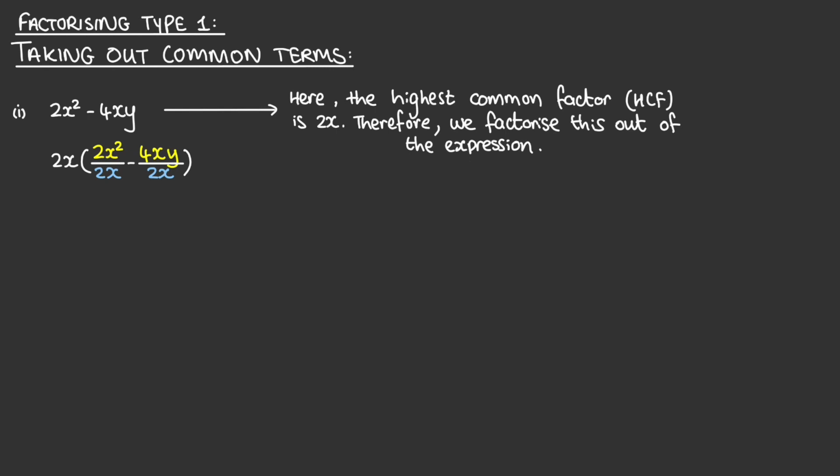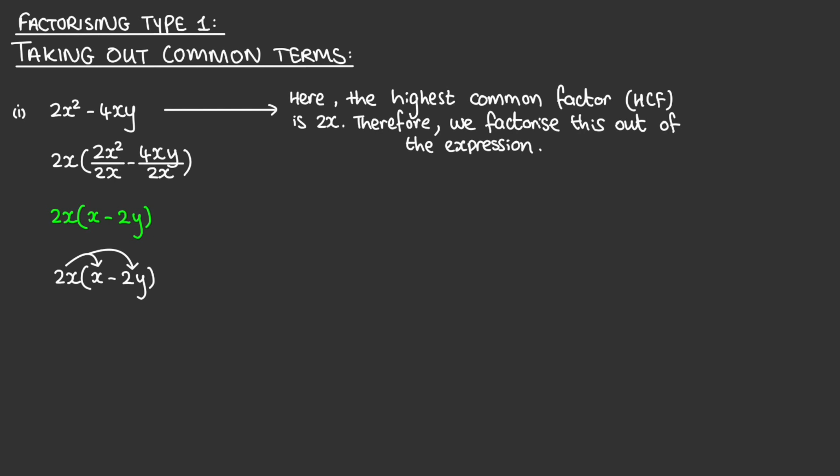Now that we have 2x factorised outside of the brackets, we can simplify the inside of the brackets. According to the rules of indices, which I covered a couple of videos back, 2x squared divided by 2x is equal to x, and minus 4xy divided by 2x is equal to minus 2y. Now if you're unsure about the rules of indices, you should definitely check that video out. Now we can check our answer.